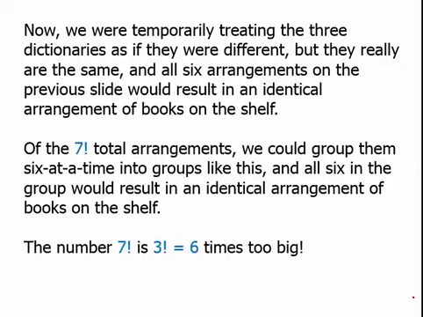So the number 7 factorial, that is not the correct number. That number is 3 factorial times too big, or in other words, 6 times too big, because for any arrangement of the 3 dictionaries, we can rearrange the dictionaries in 3 factorial ways. Well, if that's 3 factorial too big, we have to divide by that. So the correct answer is 7 factorial divided by 3 factorial.